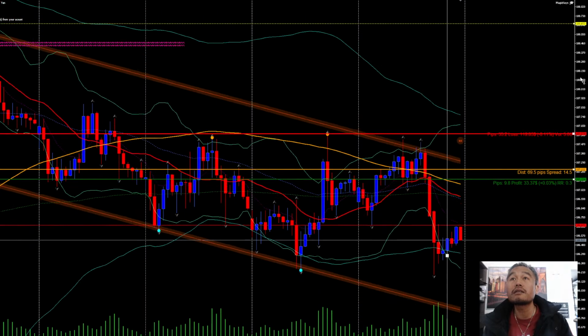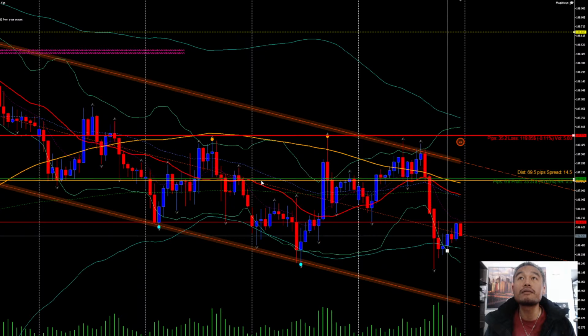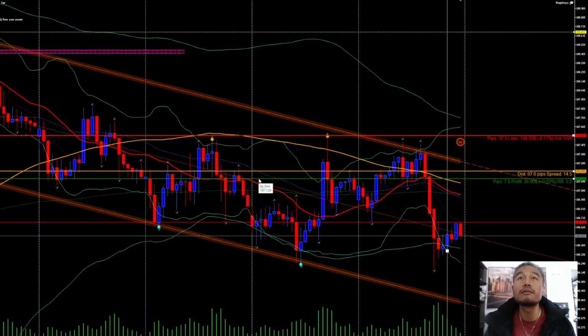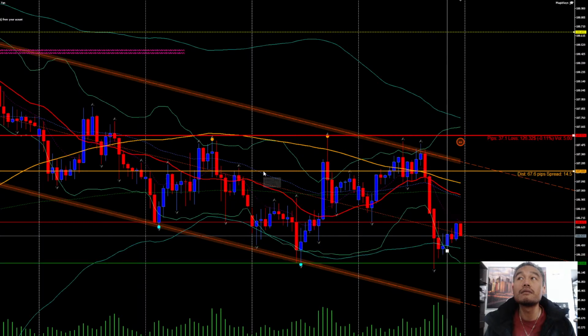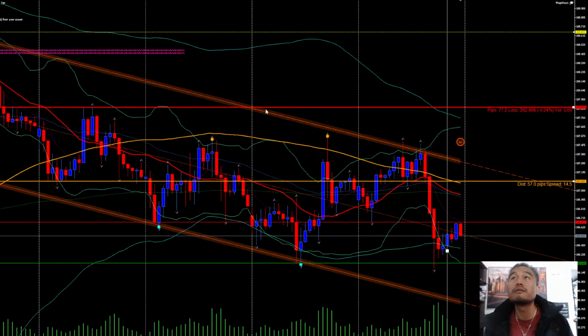Let's take a look at the distance from, let's say, the midpoint. How many pips is that? So distance from this to the highest point. That's about 77.